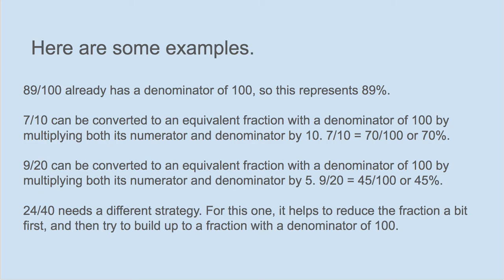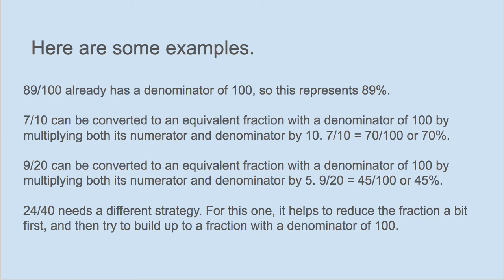9 20ths can be converted to an equivalent fraction with a denominator of 100 by multiplying both its numerator and denominator by 5. 9 out of 20 equals 45 out of 100, or 45%.